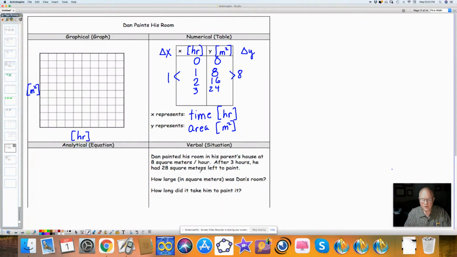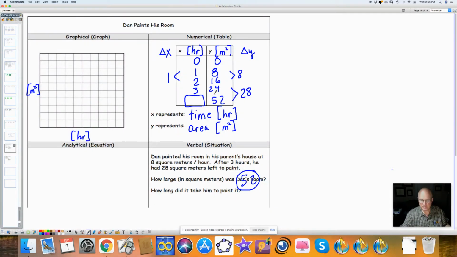So I could tell you how much total square meters it would be. And actually the number goes right here. This is my 28. It's going to be 28 left. When I add 28 to 24, I get 52. So this room is 52 square meters. That's the answer to this one. I still need to know how long that's going to take. Maybe you count up. At 4, it's going to be 32.